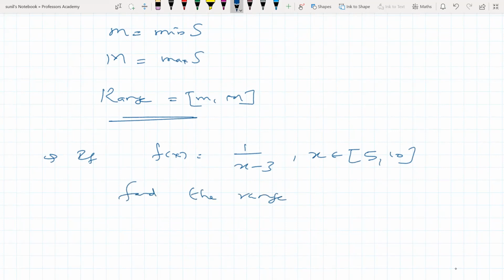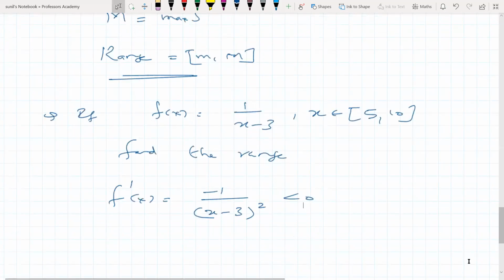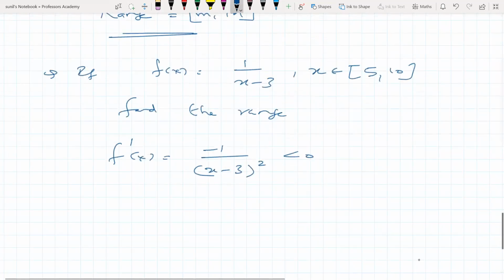So you see, in this situation we will have to find the derivative. The derivative comes out to be minus 1 by (x minus 3) whole square. Within this range, this is always negative, so the graph is decreasing. There is no point in finding the points where the derivative is zero. So we want to find only f(a) and f(b), the set containing f(a) and f(b).